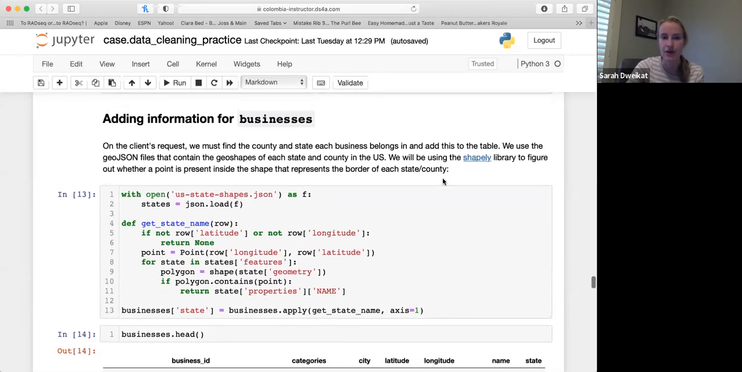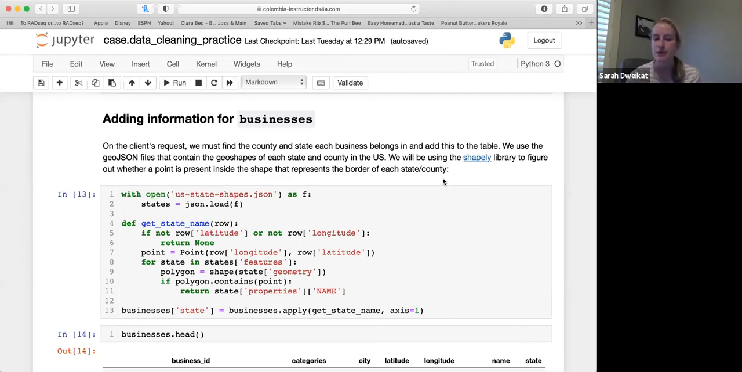One of the things at the beginning of our case was that our client, Yelp, wanted us to find the county and state that each business belongs to, and then add it to the table. So we're going to use GeoJSON files that have the geographic shape of each state and county in the United States. And then we're going to use the Shapely library that we loaded at the beginning of the case to figure out whether that point is present inside a shape that represents the border of each state or county.